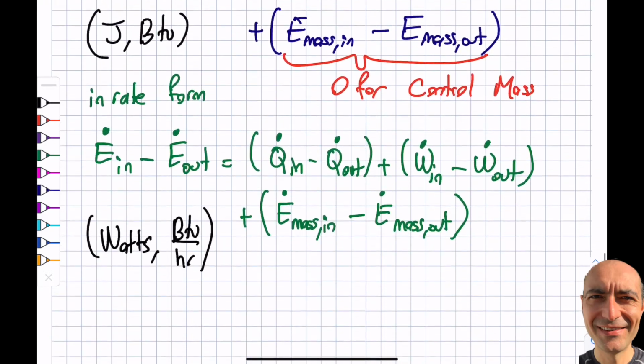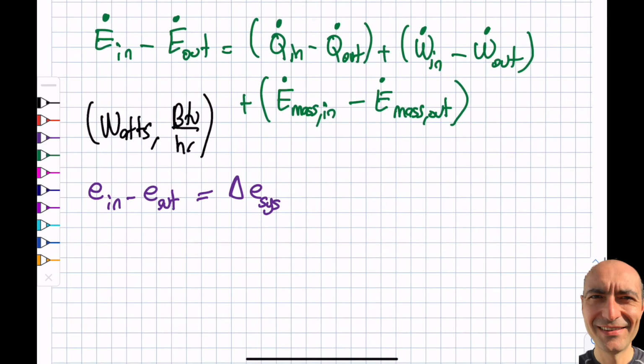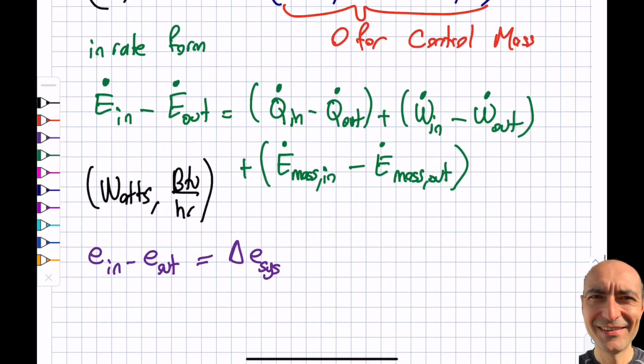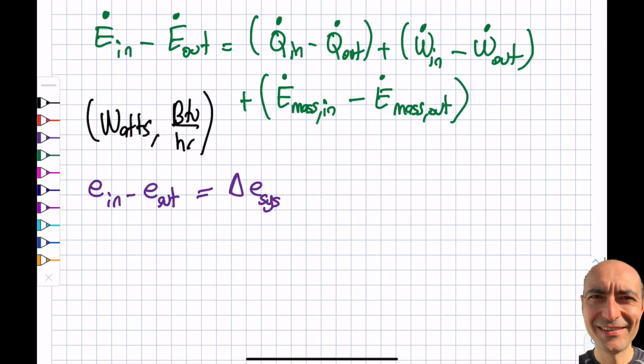So why don't I write it, because I might as well, right? E in minus E out will be delta E of the system. This E in will be basically everything that you see in lowercase: lowercase q, lowercase w, lowercase e, and the right hand side delta E system.